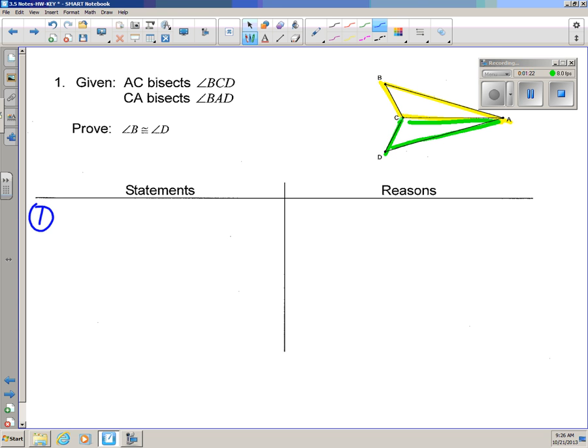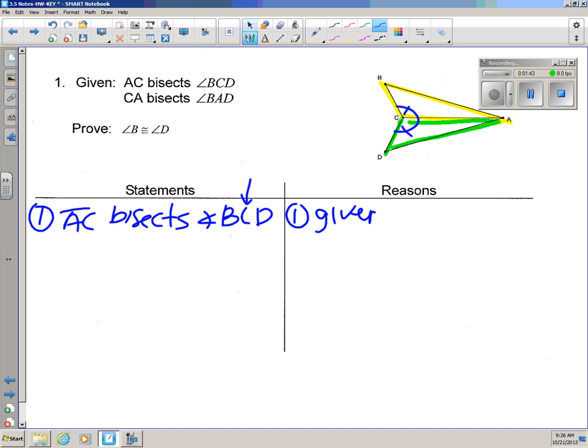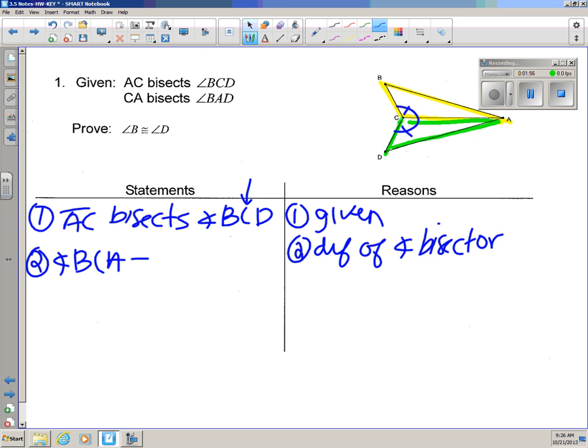The first thing they tell you is AC bisects angle BCD, which means BCD, or the vertex at C, is what's being cut in half. So BCD would be this side, the inside of the triangles. So number one is given. And by definition of an angle bisector, we can now say that angle BCA is in fact congruent to angle DCA.